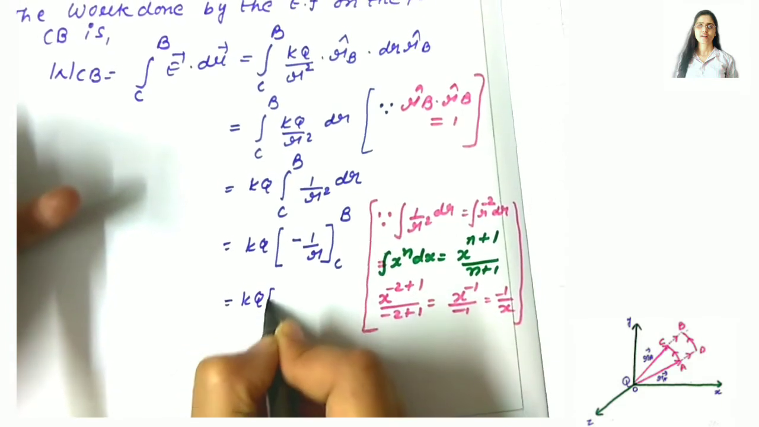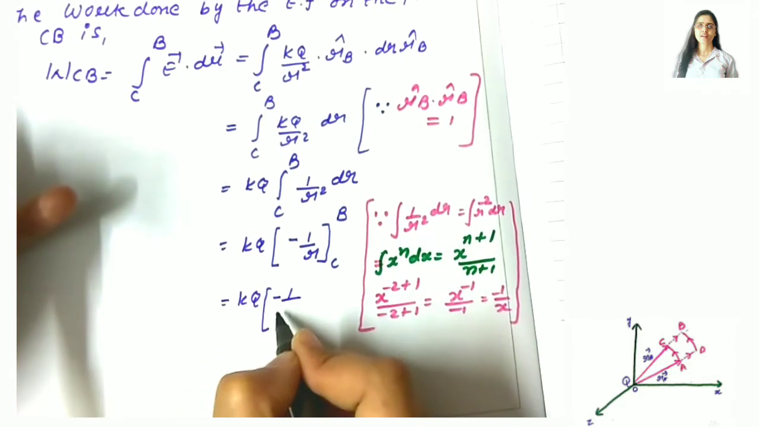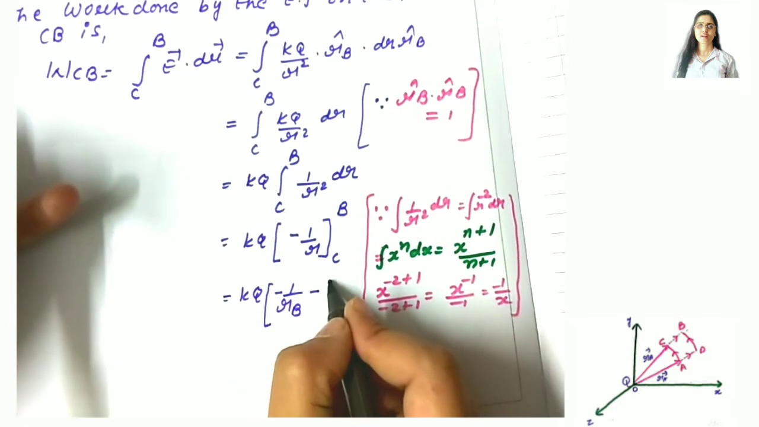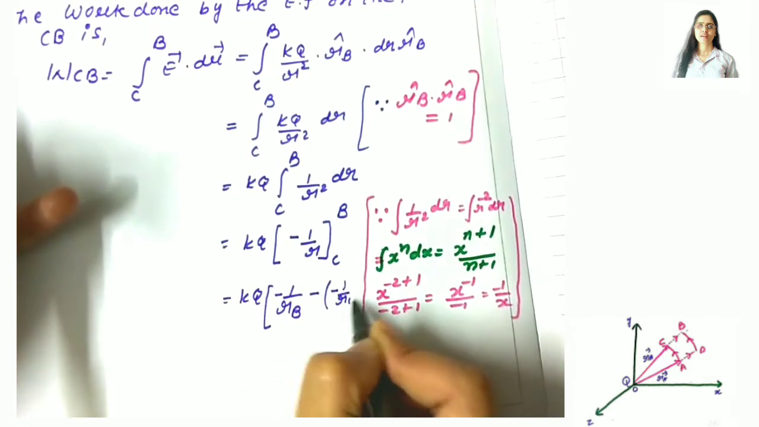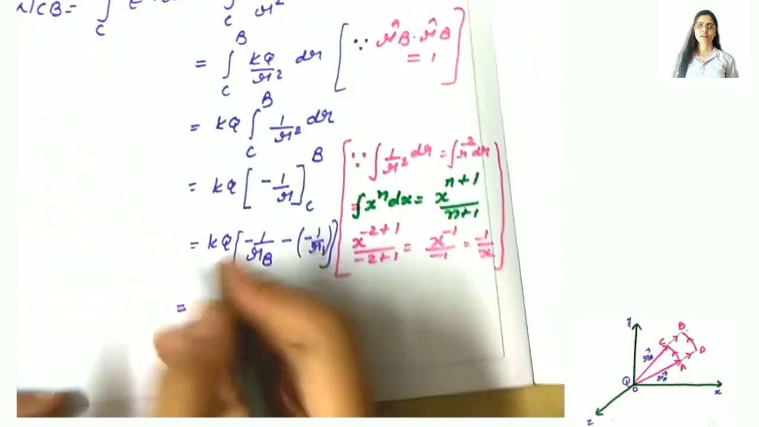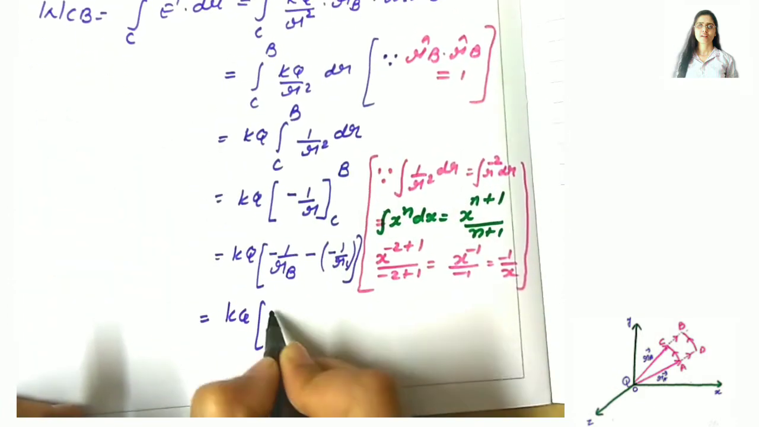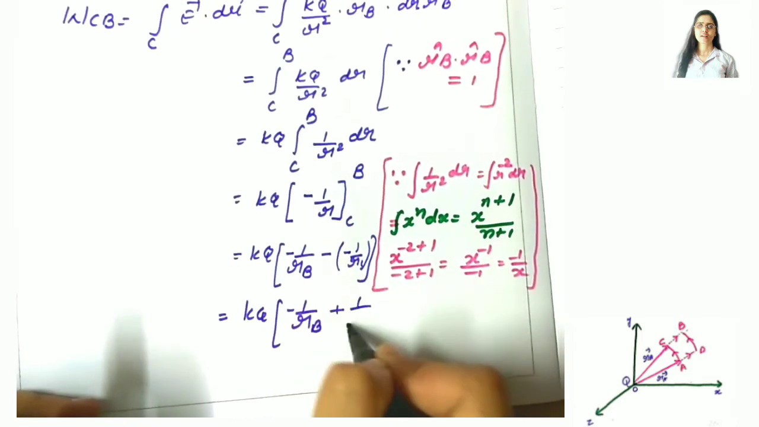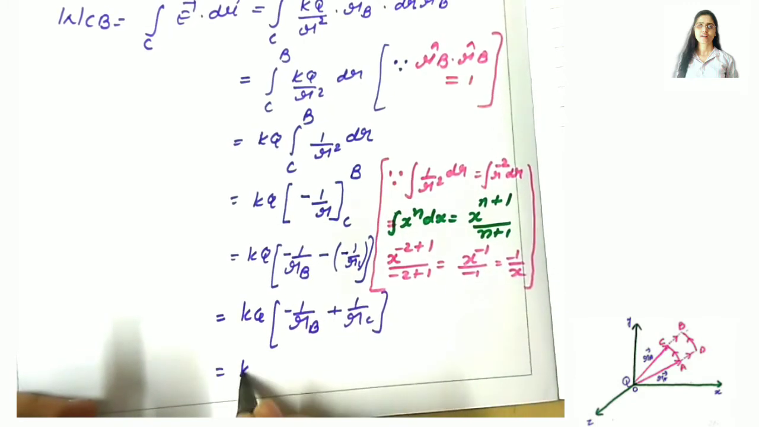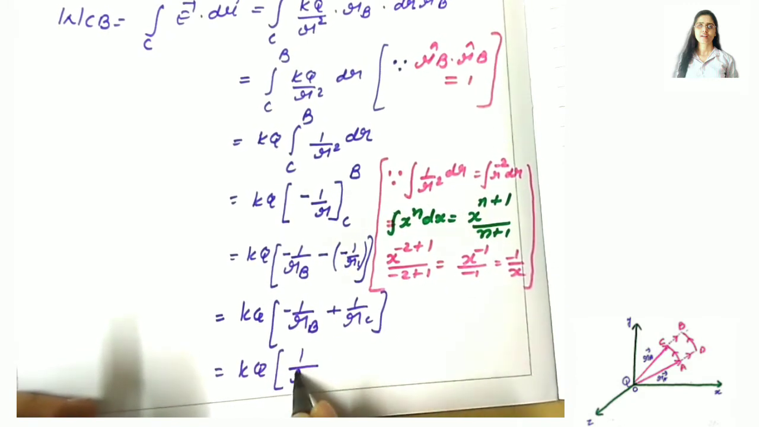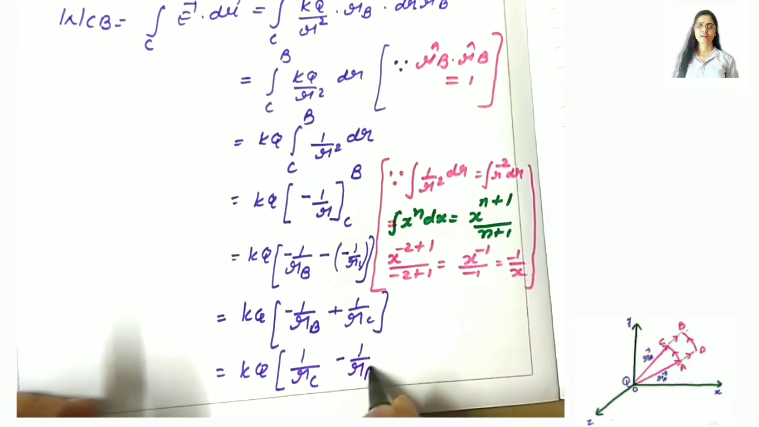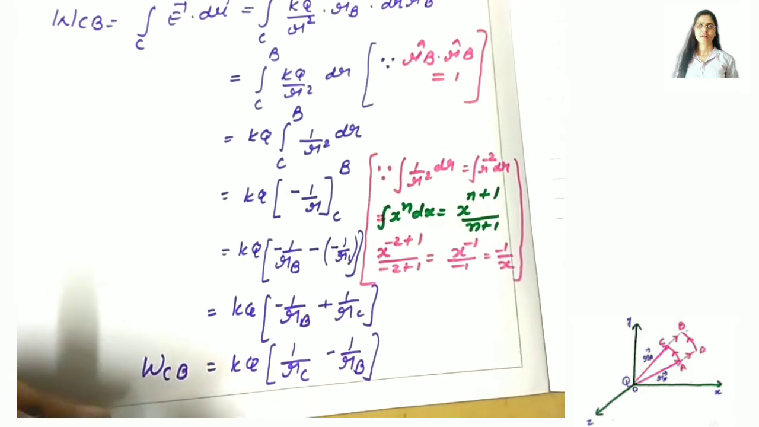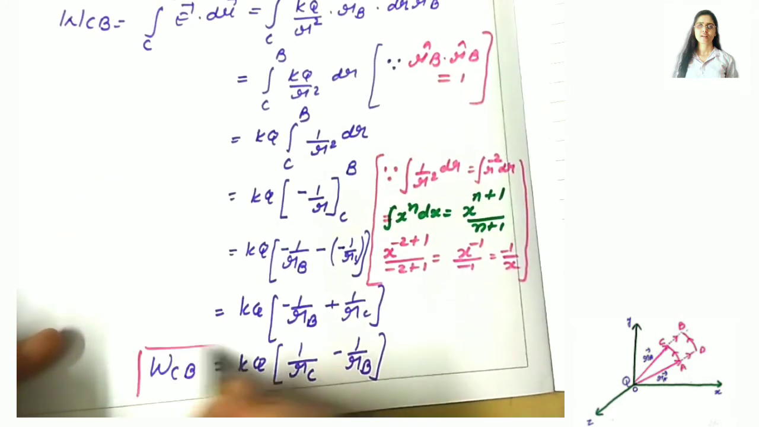KQ is a constant, as it is, in bracket minus upper limit 1/R of B minus, as it is, into minus lower limit 1/R of C, is equal to KQ in bracket minus 1 upon R of B plus 1 upon R of C, equal to KQ in bracket 1 upon RC minus 1 upon RB. And this is the work done by the electric field on path CB.